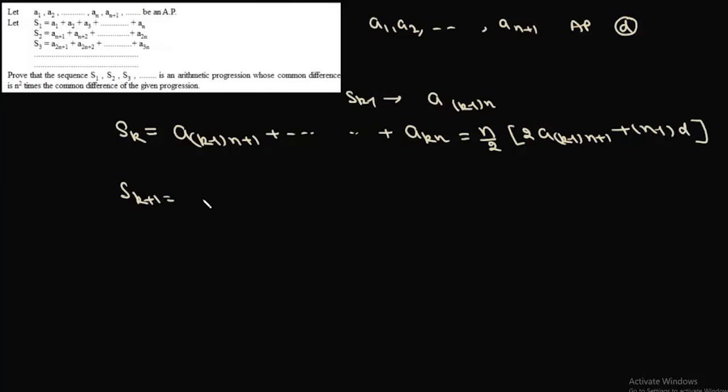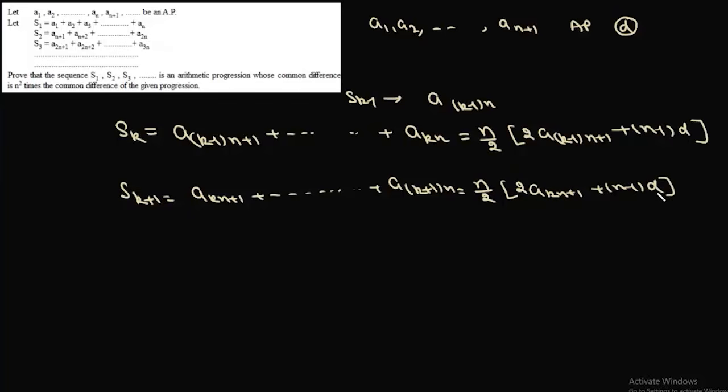And then we can write S(k plus 1). Now here the first term will be a(kn plus 1). It'll go all the way up to a(k plus 1)n, and this sum will be n by 2, 2a(kn plus 1) plus (n minus 1) into d. Now if this sequence is an AP, then the difference between any two successive terms must be independent of k.